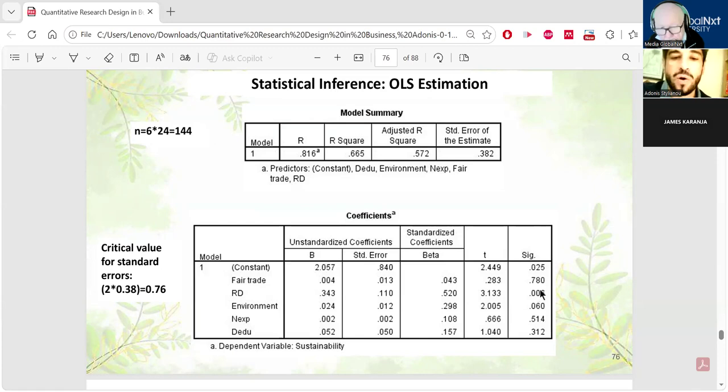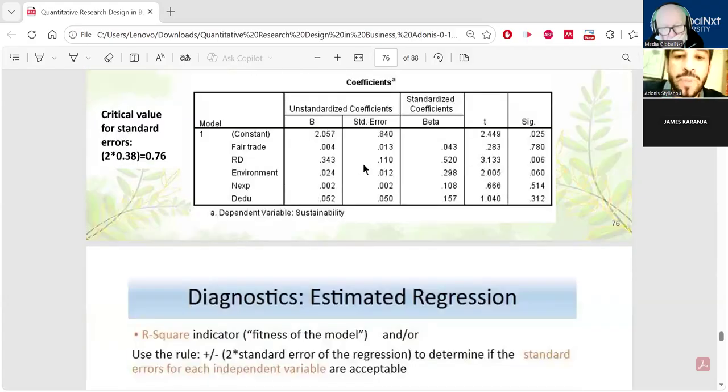I would say only the R&D is actually statistically significant. The environmental expenditure appears to be marginal, at 0.06. The p-value is 0.05, but given the small sample, we can accept it. The R-square demonstrates the predictive capacity of the model. 0.6 is acceptable for a small sample, but usually we need it to be more than 0.7.